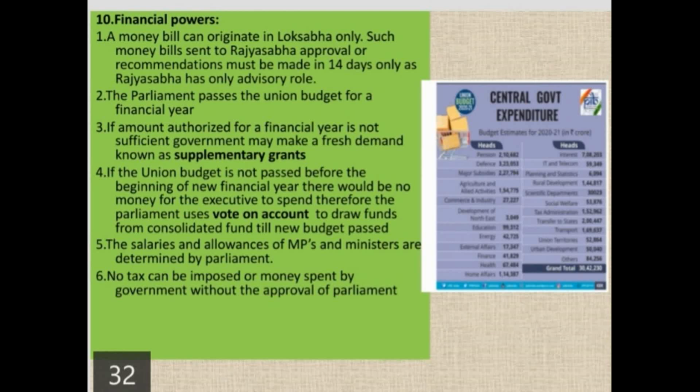And the salaries and allowances of members of parliament and ministers are determined by the parliament, and no tax can be imposed, or the government has no permission to spend money, without the approval of parliament.